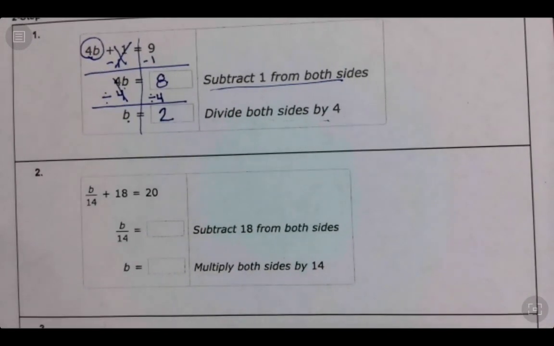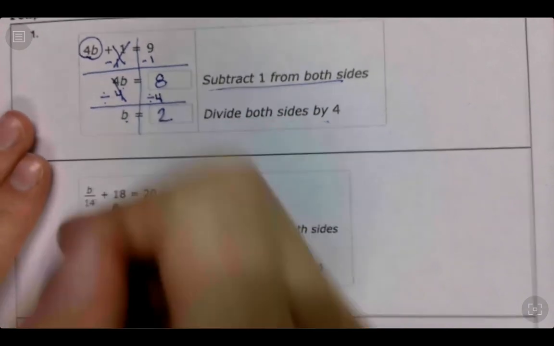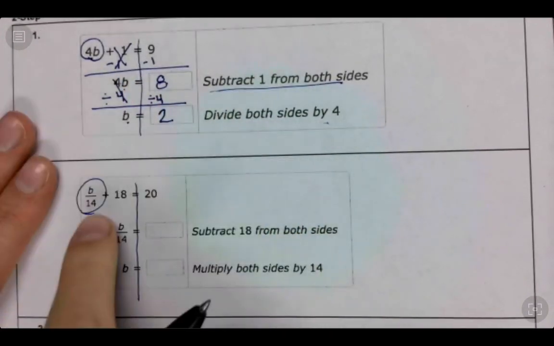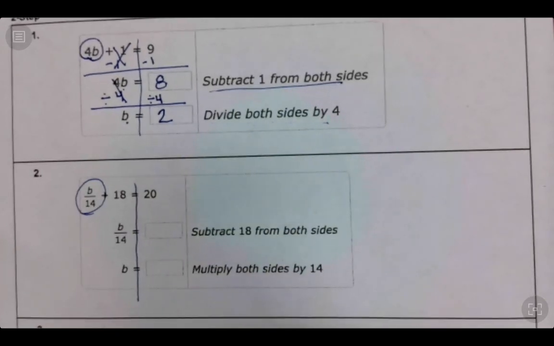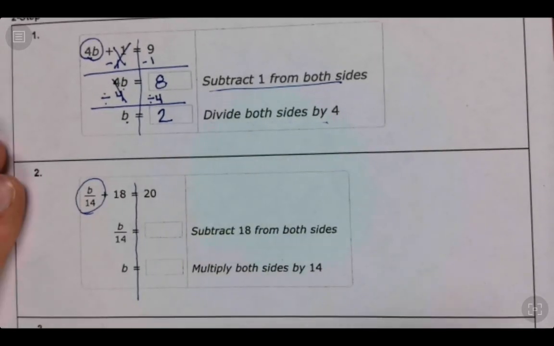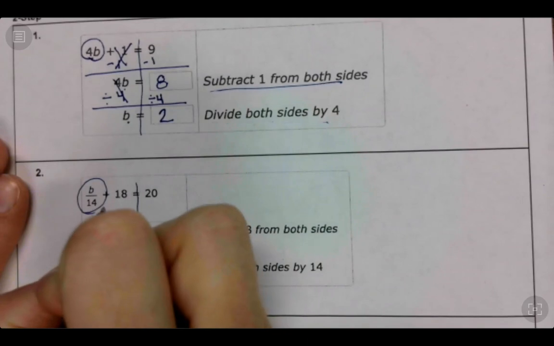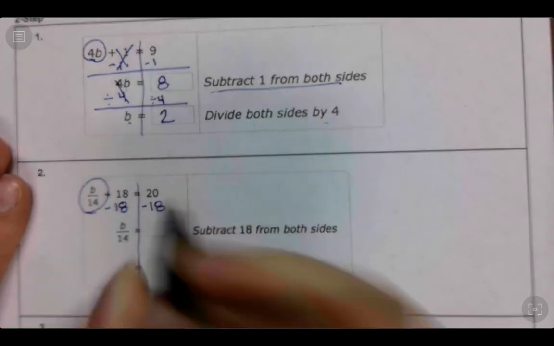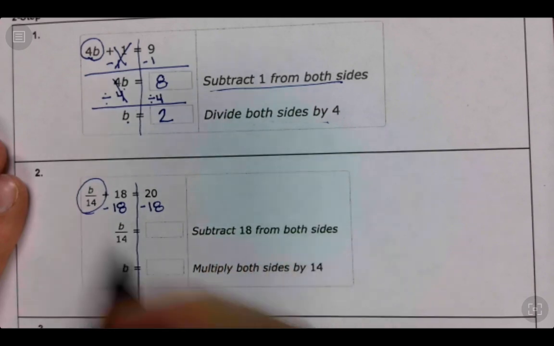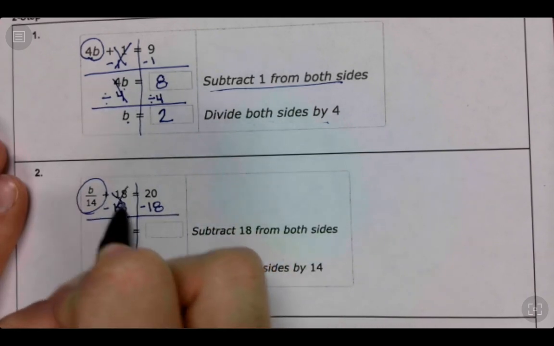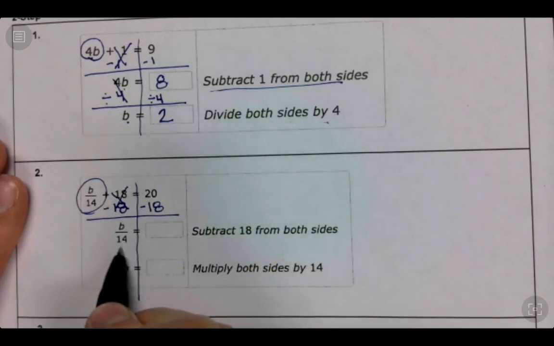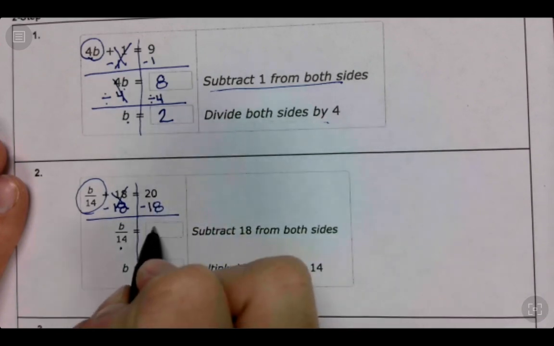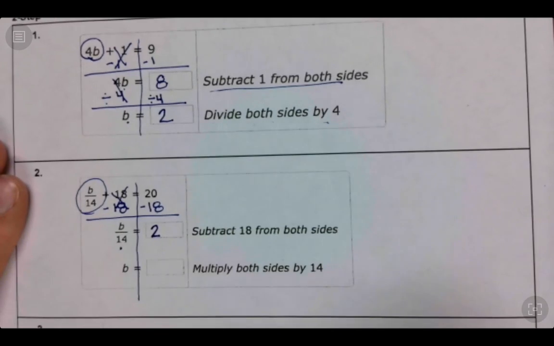Now for number 2, we have the same thing. Let's draw our barrier. We're going to circle the term with X. It says plus 18 right now, so the inverse of that would be minus 18, which is what it says right here. Subtract 18 from both sides. 18 minus 18 is 0, leaving me with b over 14. Then we have 20 minus 18, which is 2.